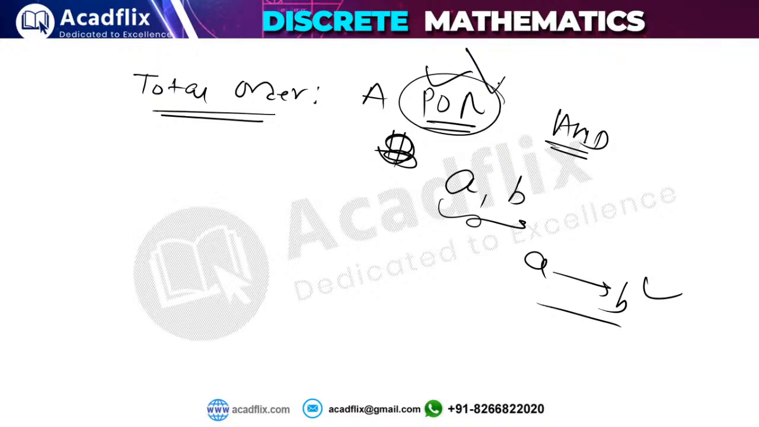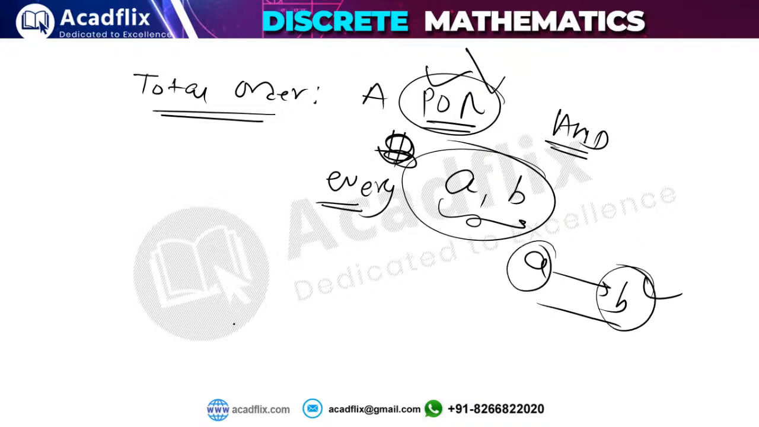Then once it is a partial order, you can check that for every two elements a, b you take, a should be related to b. This is what we mean by total order relation.